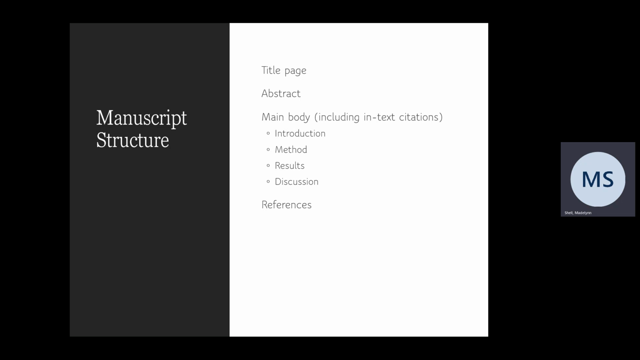Either way, most APA papers should have a title page. They may or may not have an abstract, but generally empirical articles do. We're going to talk about the main body formatting in the next slide, but your main body should definitely include in-text citations. If it's an empirical paper, it should have an introduction, method, results, and discussion. If it's not an empirical paper, you may have different headings, but it should definitely include those in-text citations, and you should have a references section.